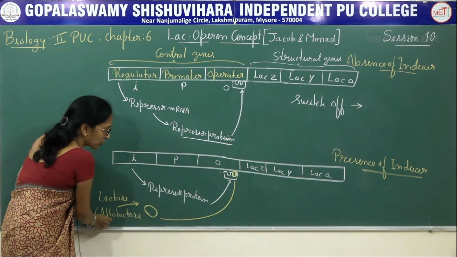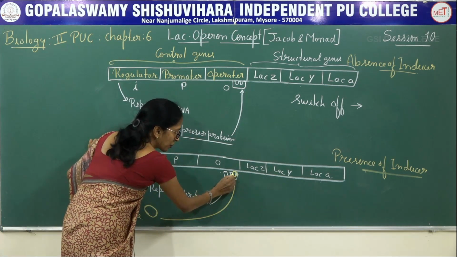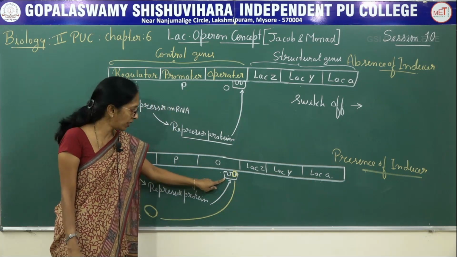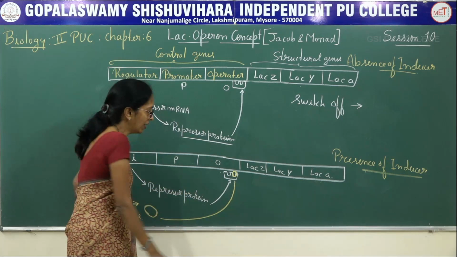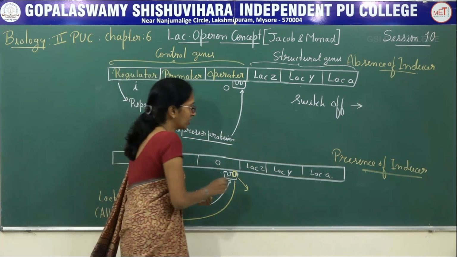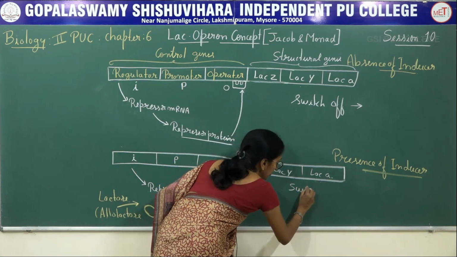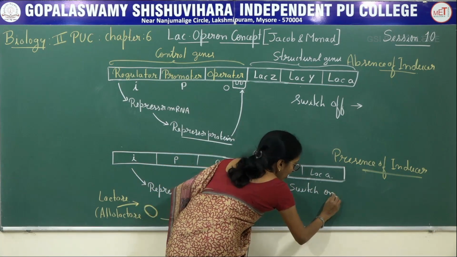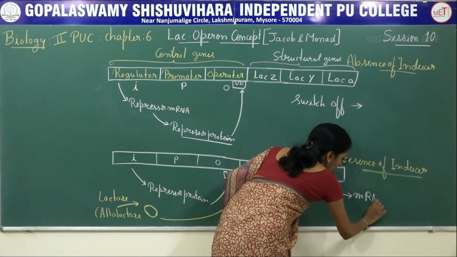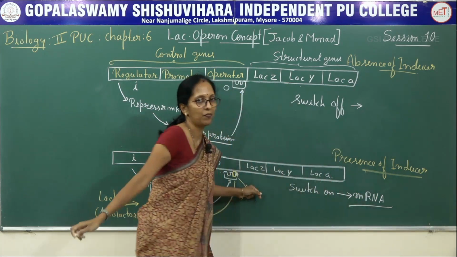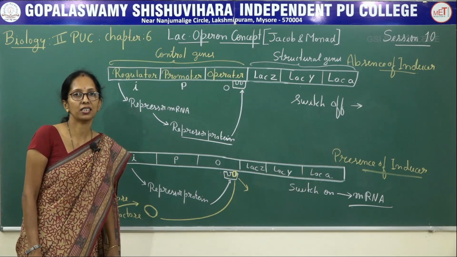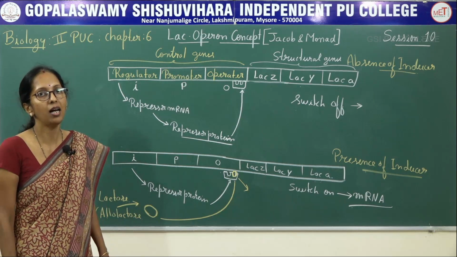When this lactose binds to the repressor protein, there will be a structural change that takes place in the repressor protein so that it immediately separates. So the switch is turned on. That means there will be a synthesis of mRNA. This is how the regulation of gene action takes place in Escherichia coli.